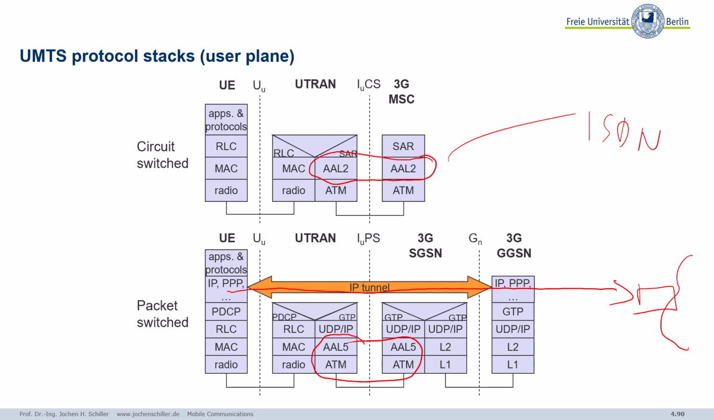So you see, looking at the protocols, we introduced in the radio access network some more ATM components, but the remaining protocols are well known. Packet switching, circuit switching. So this was not really a revolution when you look at the core. The revolution was using CDMA instead of TDMA and FDMA.